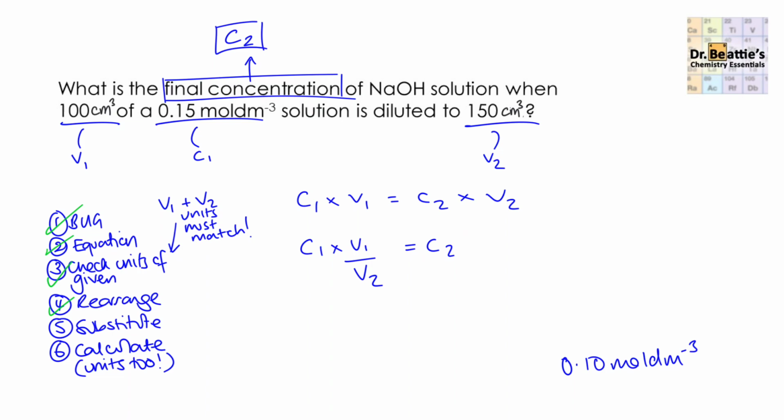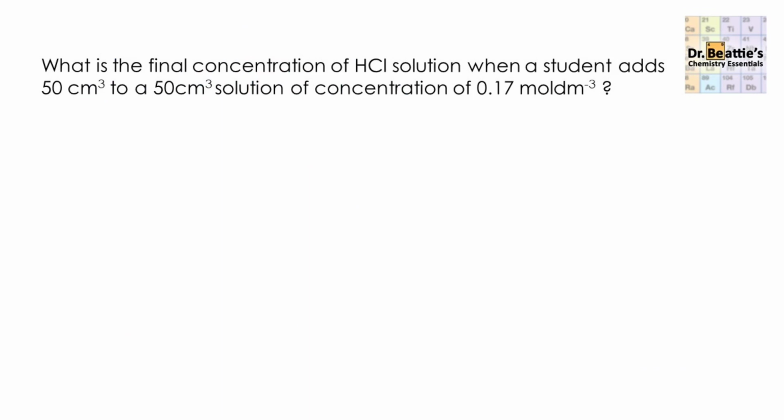And our next step is then to substitute in the values. C1, as you can see in the question, is 0.15. V1 is 100 centimeters cubed, and V2 is 150 centimeters cubed. All that remains is then to plug that into a calculator and get the answer. And the answer is 0.10 moles per decimeter cubed. What I'd like you to do now is pause the video and have a go at this question. Just be careful of the wording in the question.